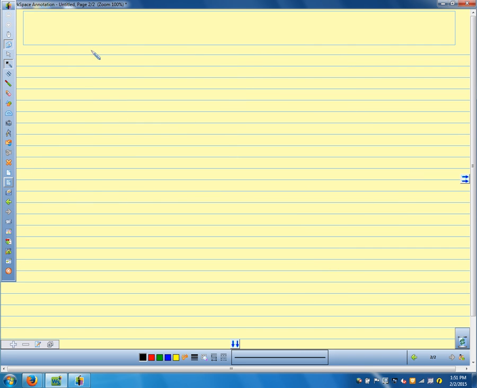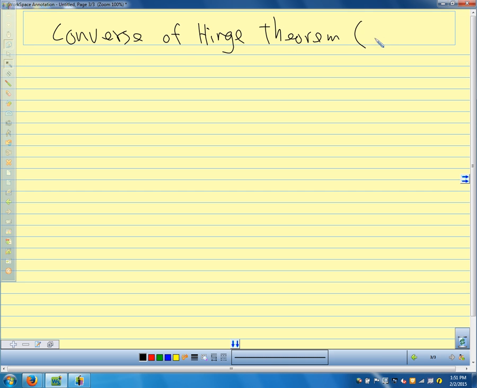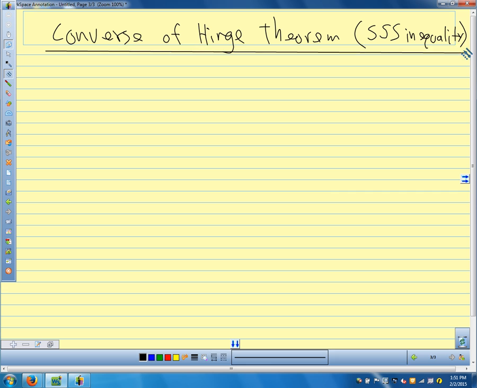All right, the converse of the hinge theorem also works. And sometimes you'll hear this called the side-side-side inequality. The converse tells us, rather than figuring out something about the sides of the triangles, it lets us figure out something about the angles of the triangles.